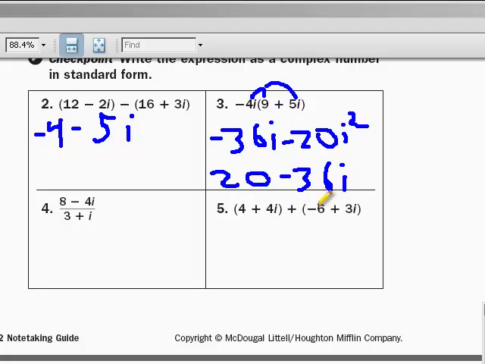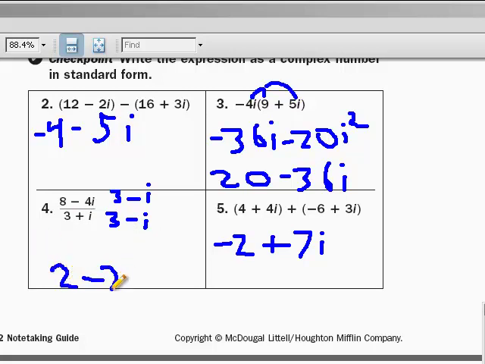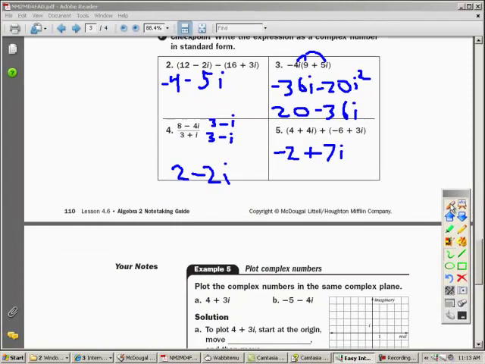This one, 4 minus 6, negative 2. 4i plus 3i, 7i. Not too bad. This one, that's the tough one. You've got to multiply the top and the bottom by that 3 minus i, and go through that whole process that I just went through. And if you did all that correctly, you ended up with 2 minus 2i. I'm not going to work through that. I can work through that tomorrow, but kind of go back to that same thing.